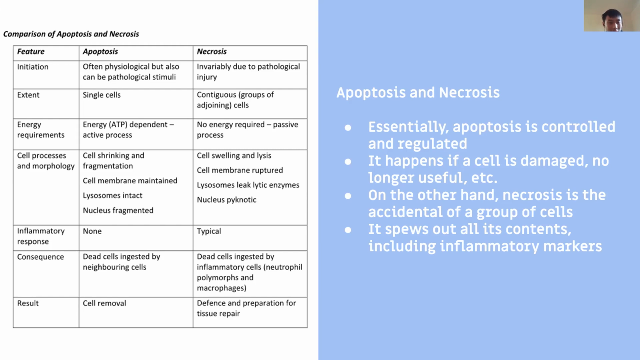And the cell processes of apoptosis, basically the cell shrinks, and then it will like fragment its nucleus, not too important. Necrosis, the cell will swell and sort of just erupt. And there won't be an inflammatory response for apoptosis. There will be, however, for necrosis, because of all of that inflammatory markers it's spewing out. And yeah, so that's basically the overview of apoptosis and necrosis.